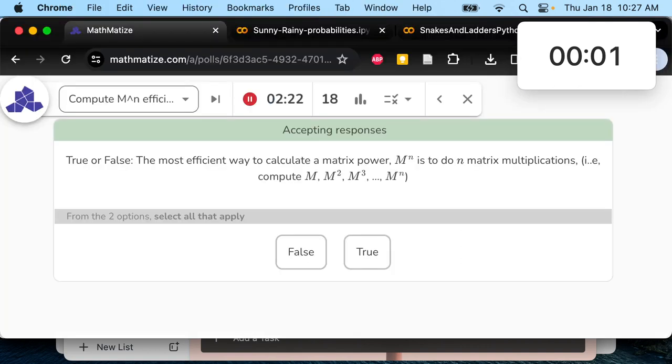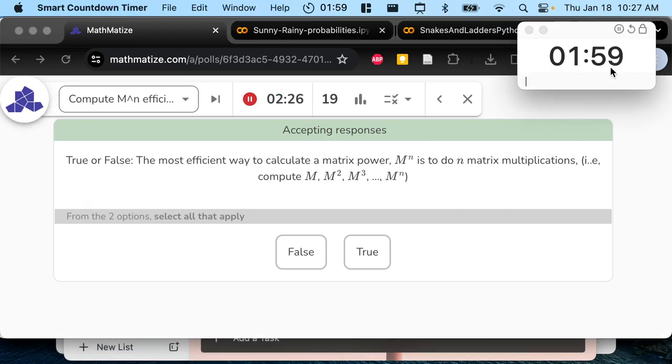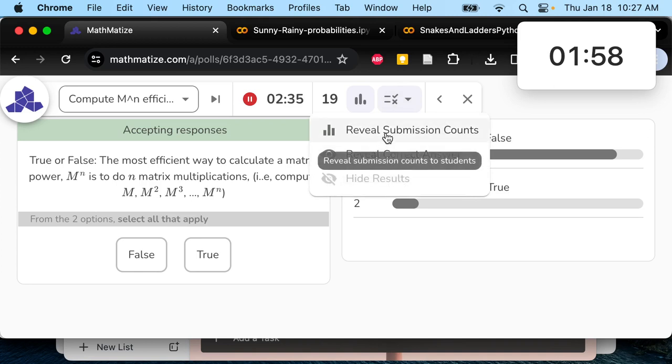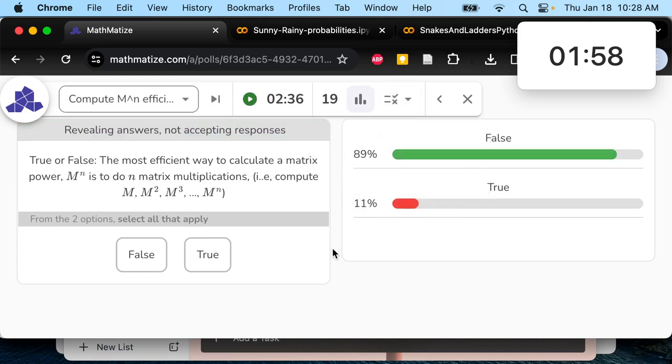Okay, there's like 2 seconds left. Let's see what people said. Maybe I made it too obvious. Let's find out. All right, 17 people said false. Yes, that is the correct answer. Reveal correct answer. It is false. There are many sneaky tricks you can do that will speed this up quite a lot.